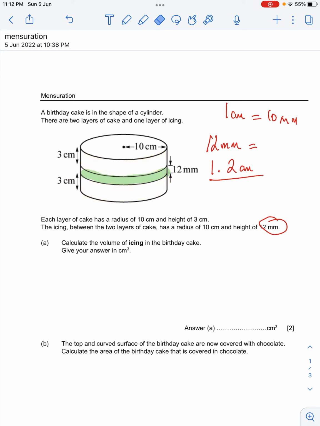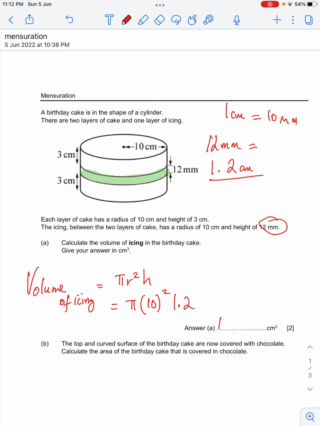Right, so just had to convert that because everything else is given in centimeters. And of course, when you're calculating the icing, you only have to calculate that icing in between, that green part, so to speak. So I'm going to say that the volume of the icing is pi r square h, right? You're not getting a mark for writing the formula, but it's really good if you can know it. So we also know that the radius is 10 and the height is 1.2, right?